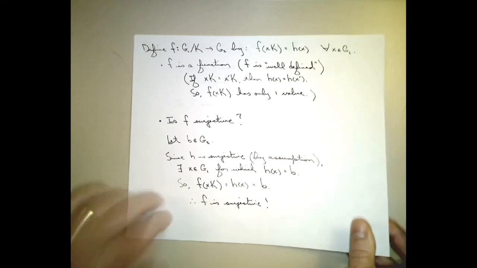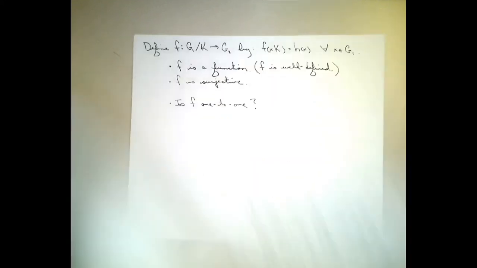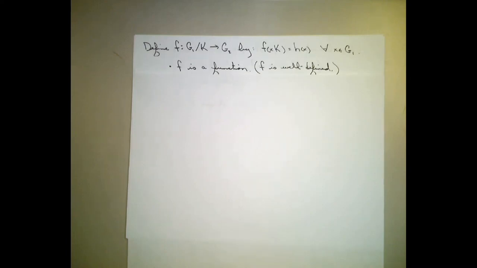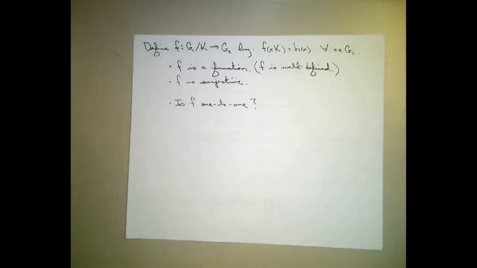Excellent. So what do we have? Reminding us how we've defined the function again, we've shown so far that f is well defined, so it is a function. We've just shown that f is surjective. What should we do next? Well, let's finish the bijectivity part of the proof by showing that f is one-to-one.